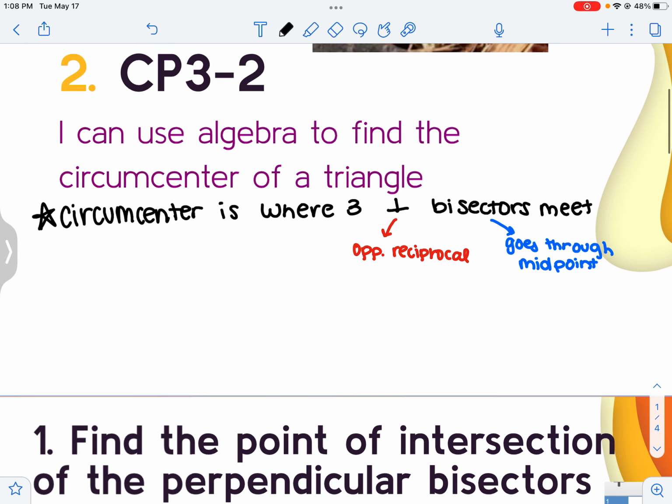A circumcenter is where three perpendicular bisectors meet. The perpendicular part says you're looking for your opposite reciprocal. The bisector part says you're going to want to find that midpoint.